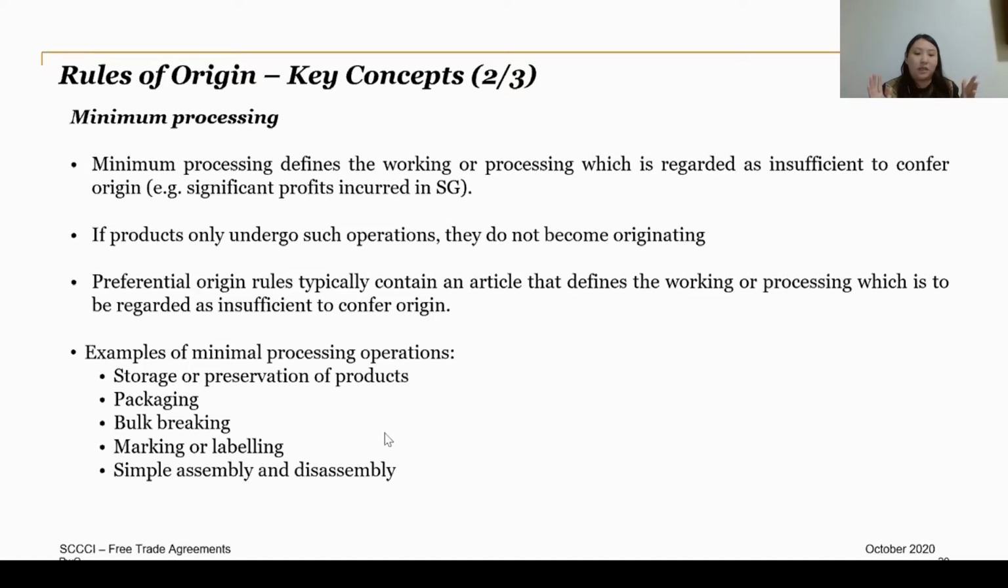So it's things like putting a label on the products, or simple storage or preservation of products, break bulking, or very simple assembly that doesn't require any machinery or tools. Usually these are considered minimal and don't confer any origin, so your products would likely retain their original country as origin. So think about this: if your processes are too small, is there any possibility to scale up the processes in Singapore, for example?